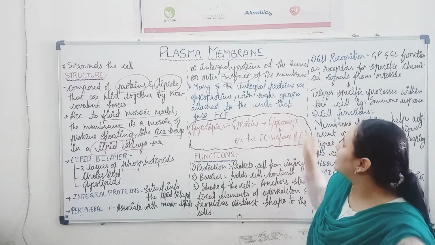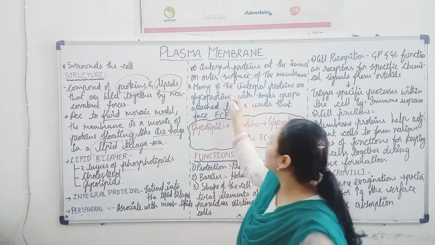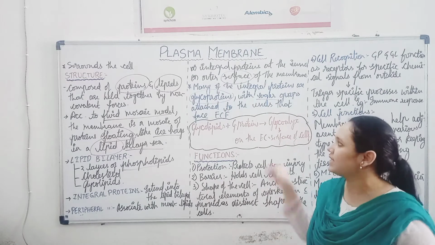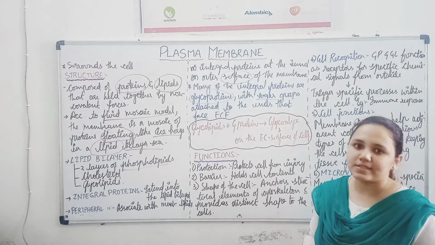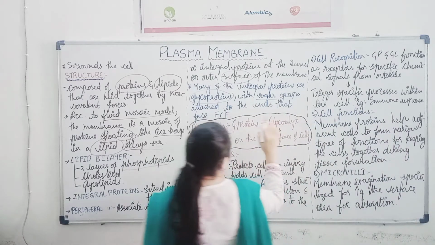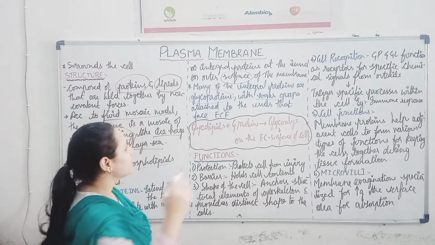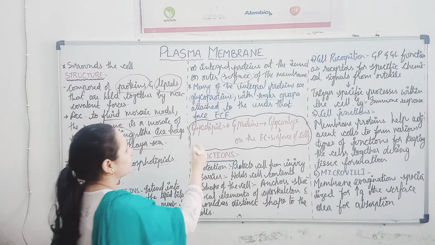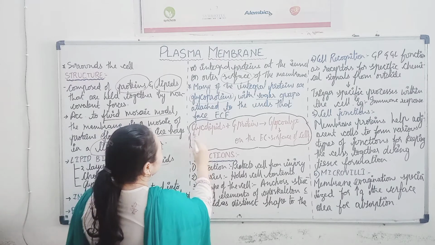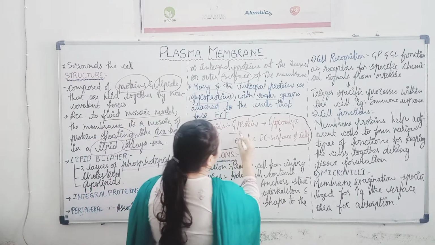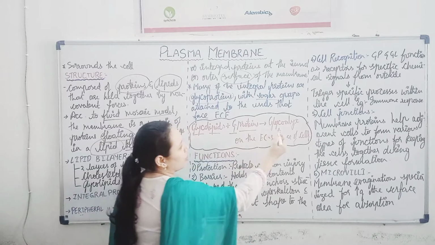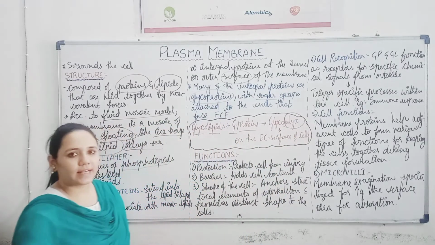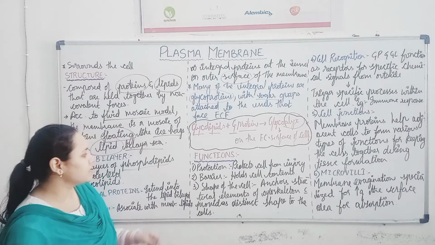Many of the integral proteins are glycoproteins. That means they have sugar moieties attached to the ends that face the extracellular fluid, that is, outside the cell. Glycolipids plus glycoproteins together form the glycocalyx. This is on the extracellular surface of the cells.